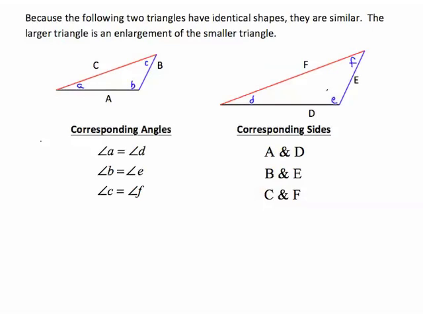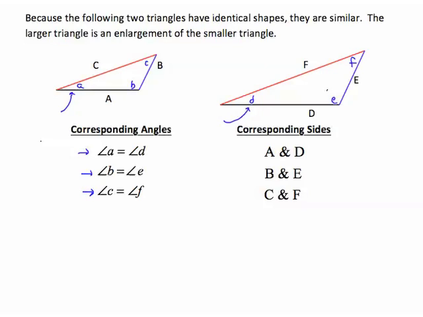Because the following two triangles have identical shapes, they are similar. The larger triangle on the right is an enlargement of the smaller triangle on the left. Now, in similar figures, the corresponding angles are equal. So if I take a look here at angle A, the measure of angle A is going to equal the measure of D in this triangle. So the corresponding angles here are all equal in value between the triangles.